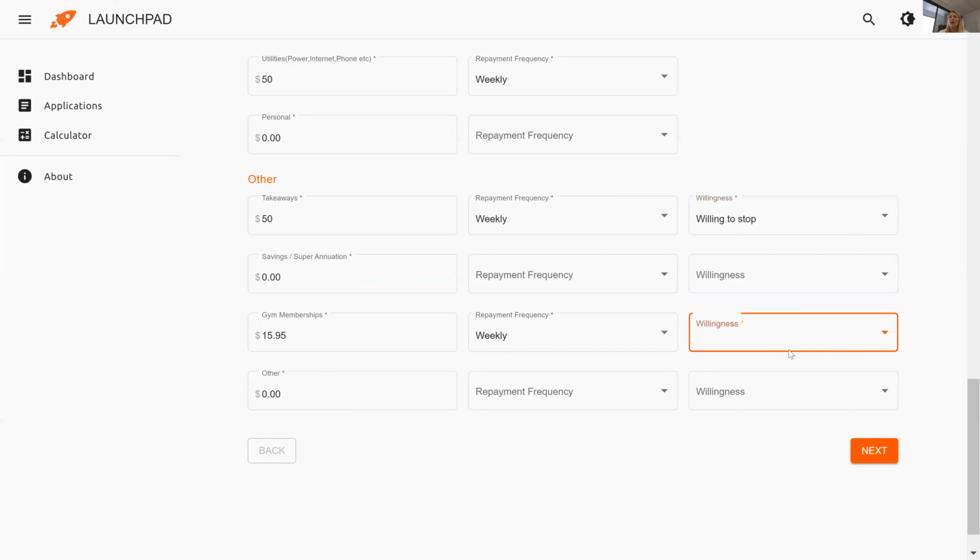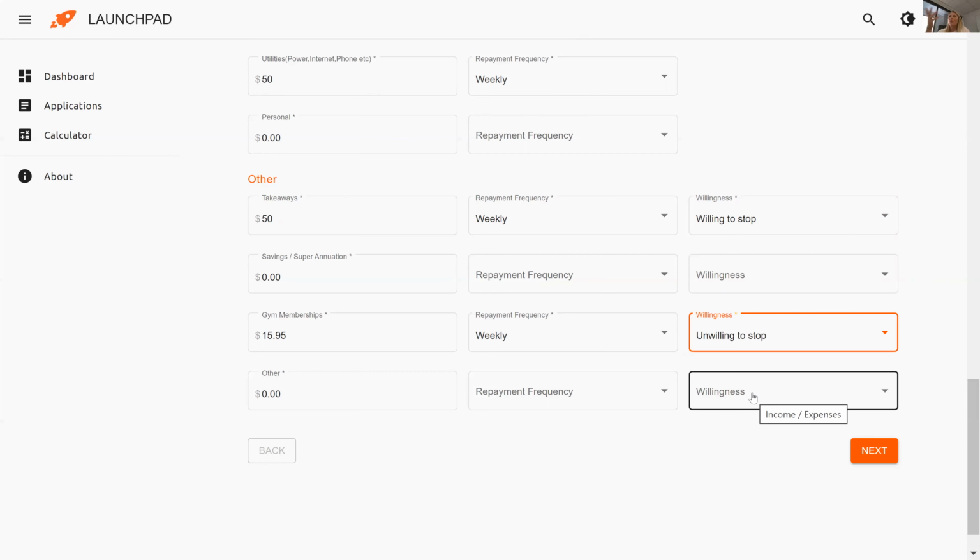You know, there might be a gym membership, for instance, that I would say, okay, she's willing to stop going to the gym. I'm willing to stop, right? Because that's one thing that you possibly may want to do every single week, but you may find you spend $100 or $50 a week on takeaways. Well, you could easily give that away so you can actually have the vehicle.